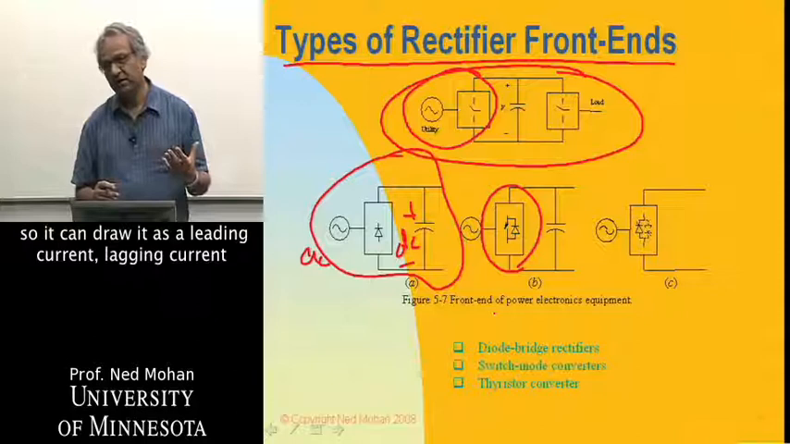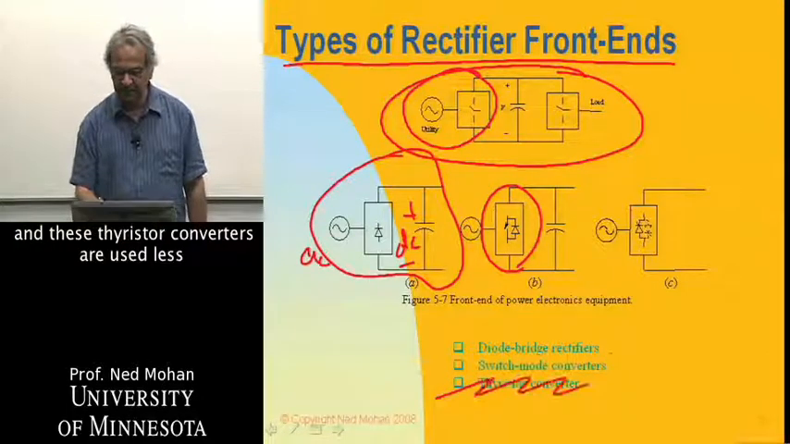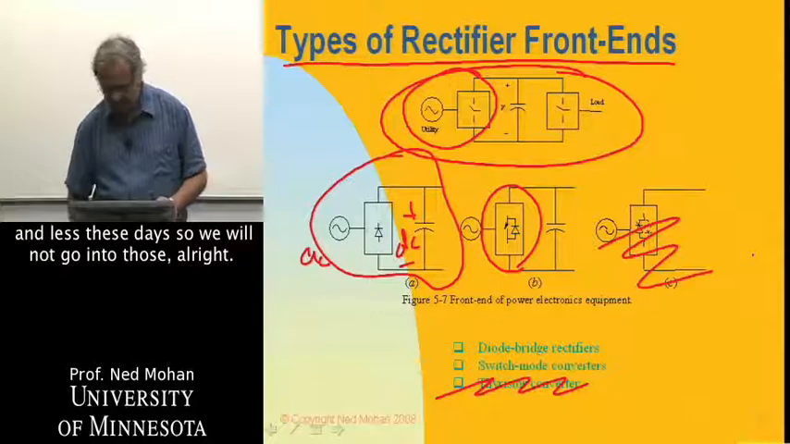So it can draw it as a leading current, lagging current, or at unity power factor from the utility. And these thyristor converters are used less and less these days, so we will not go into those.